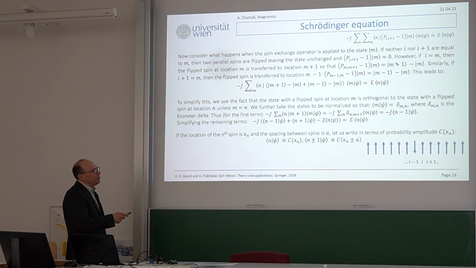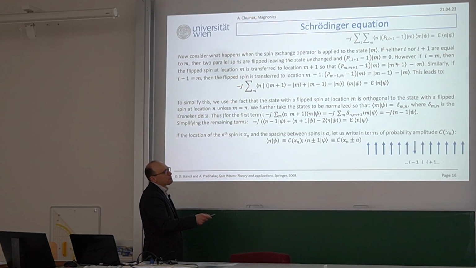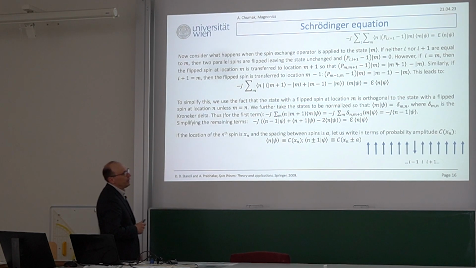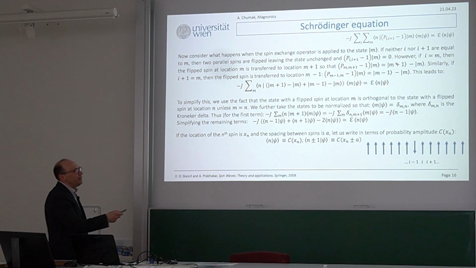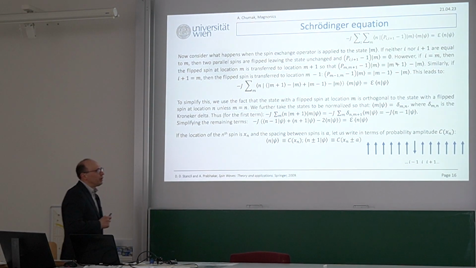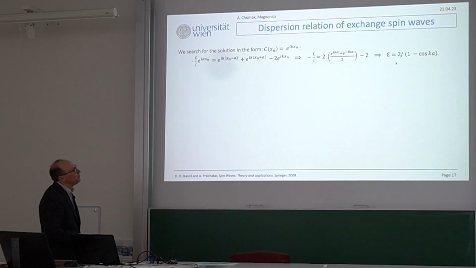Okay, and then we introduce C_n, which is the probability amplitude that your flipped spin is actually located at the position n. That's what we have here. It's clear that ⟨n|ψ⟩ can be rewritten as C(x_n). This one can be rewritten with plus or minus a when it's shifted to the left or right. We now come into coordinates, we plug everything into our equation, and we come to this simplified equation which we need to solve.